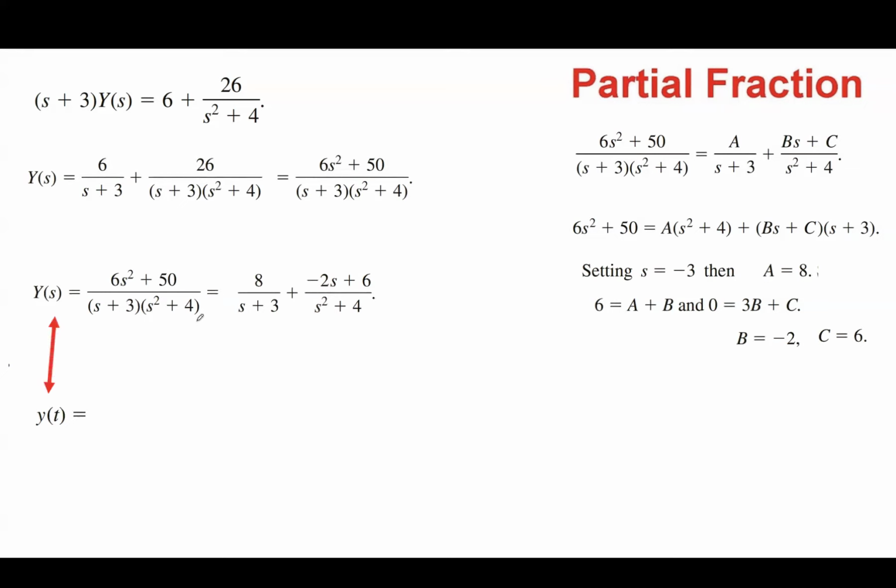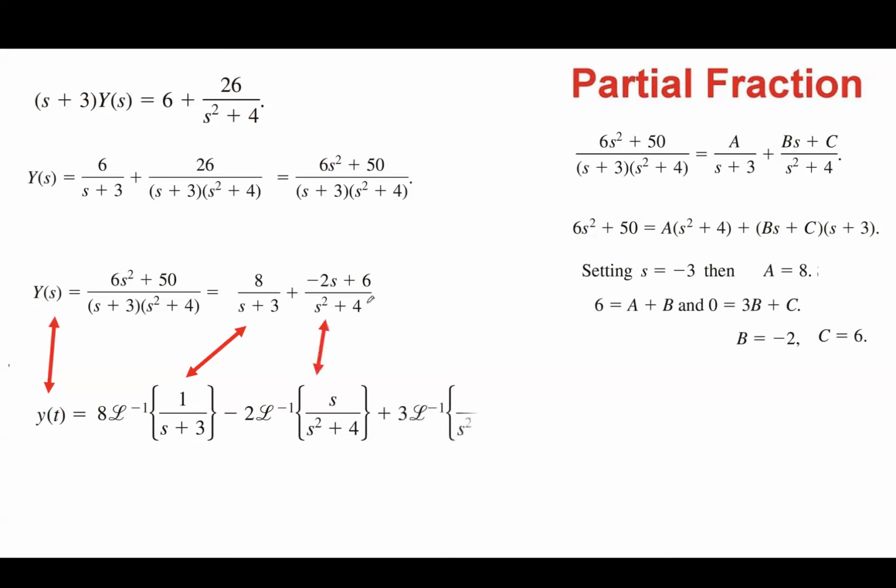We can see that y(t) is equal to 8 times the inverse Laplace of 1 divided by s plus 3. And we can separate this fraction into two fractions as well. -2 inverse Laplace of s divided by s squared plus 4, plus here you have 3 times inverse Laplace of 2 divided by s squared plus 4. Remember that we keep 2 on the numerator because you have 4 down here.